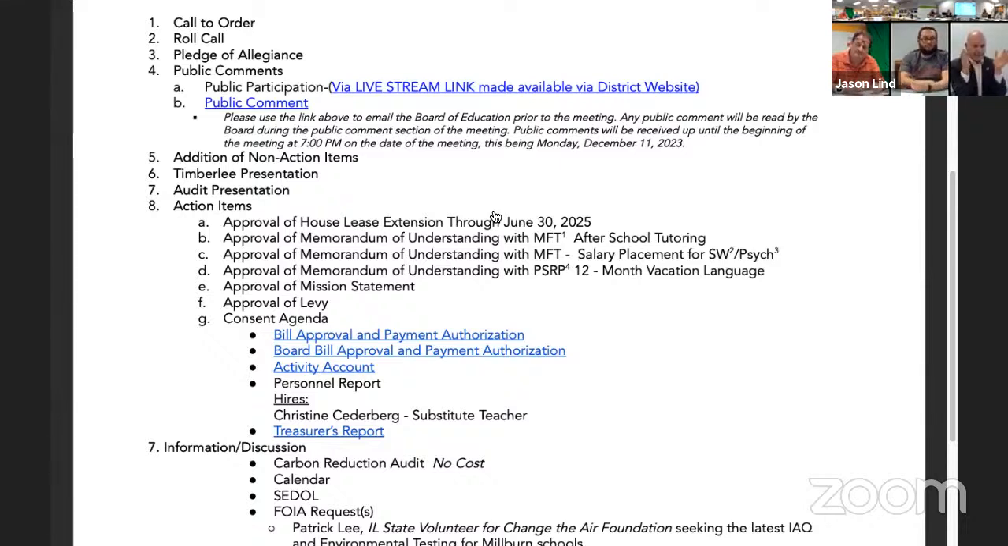And we had to pick an interpretation. So we picked an interpretation and clarified. Both sides are happy with the interpretation. I think so. You can't even comment about it. No. Move to approve the memorandum of understanding with PSRP for 12-month vacation language.